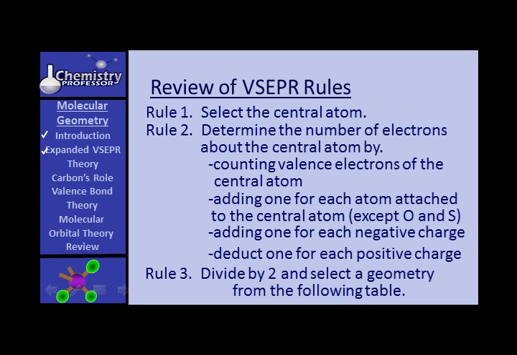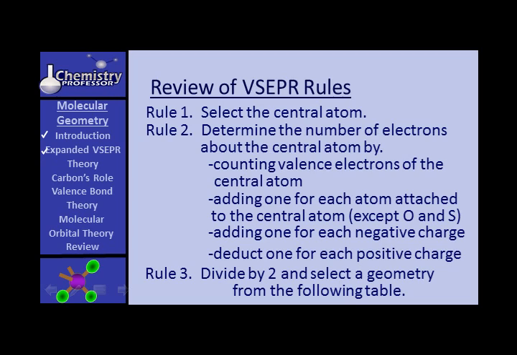Number 2, you determine the number of electrons about the central atom by counting the valence electrons of the central atom and adding to that 1 for each atom that's attached, except for oxygen and sulfur, which add nothing. Add 1 for each negative charge and deduct 1 for each positive charge. And then rule number 3 is divide the result of step 2 by the value 2. In other words, halve it. And select a geometry from this table.